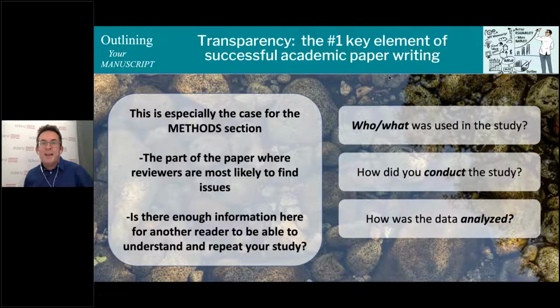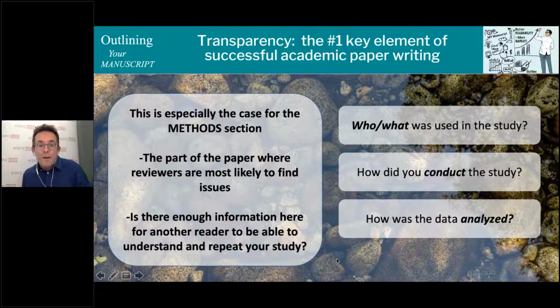The first thing to say about outlining a manuscript is, of course, that transparency is the most important element of successful academic article writing. You've got to show your readers, your reviewers, your editors enough information for them to understand what you did in your study, be able to review it and understand it, and potentially be able to replicate your results. So the methods section is the most important part. It's the part that we recommend you begin your outlining process with.